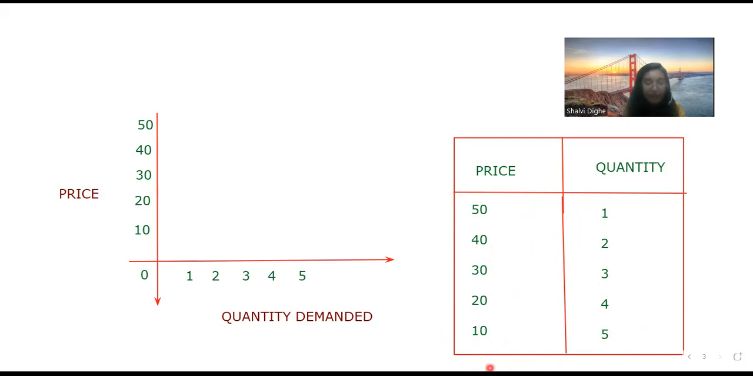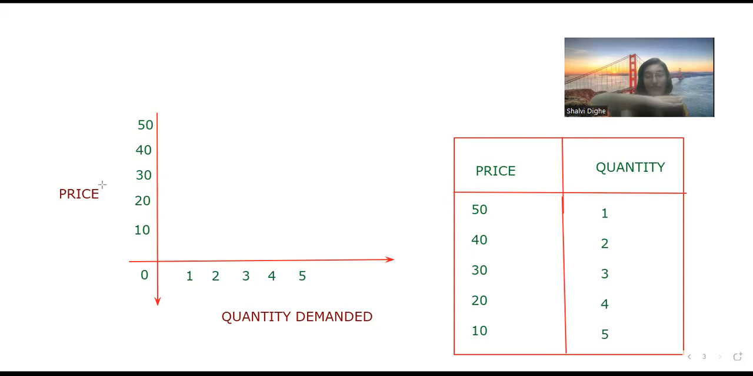Okay. Now let us go ahead and understand the other parts of this particular thing. Now, as we go ahead, let us draw the graph. Now, as you all know, price. Now, how to remember, students?